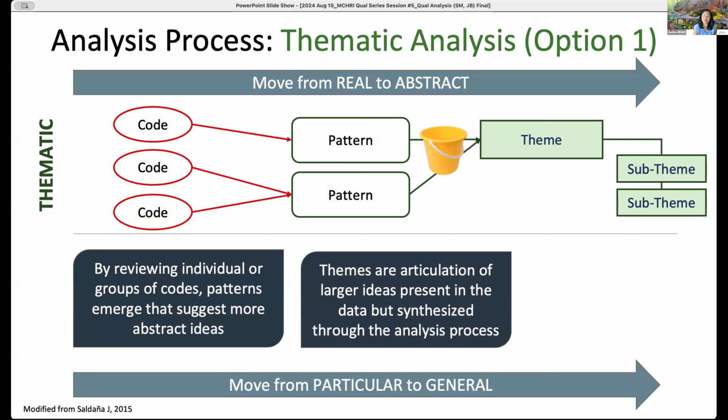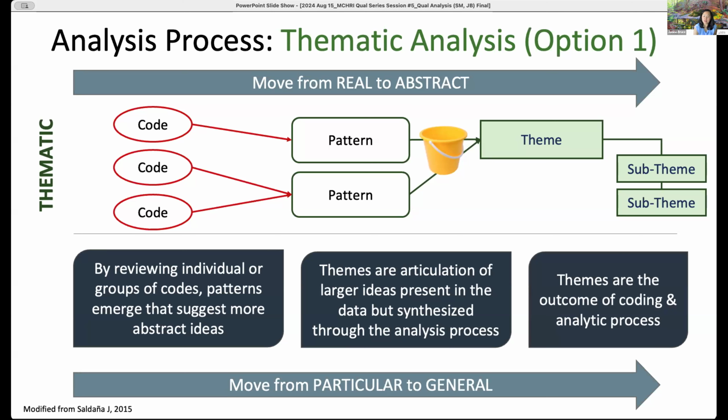The theme analysis is really the second part of the process, where you're going to take a particular code that has excerpts from multiple transcripts from across your data set, look at them all together, and start to identify themes and possibly sub-themes. The themes are really this articulation of larger ideas that are present in your data. They are also the outcomes of the coding and analytic process overall.